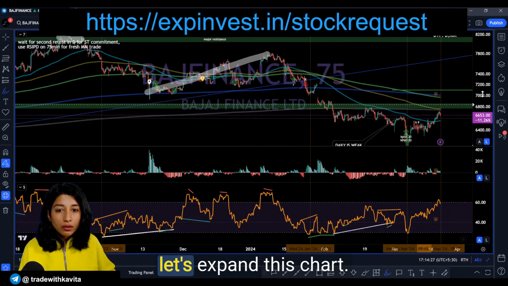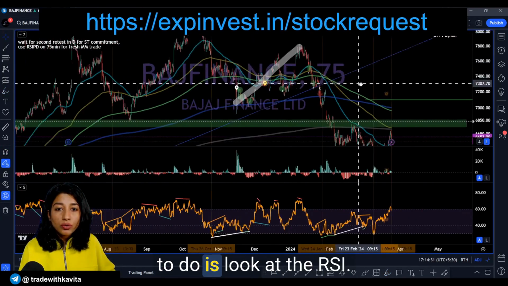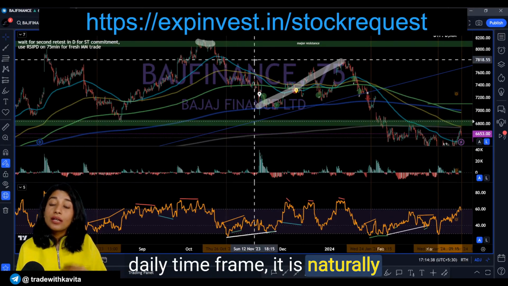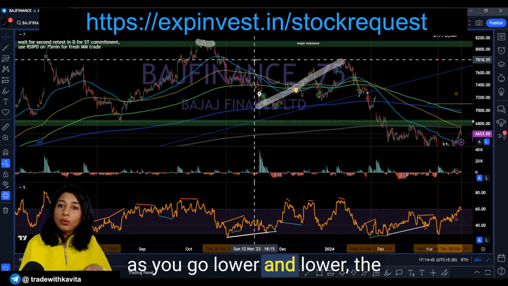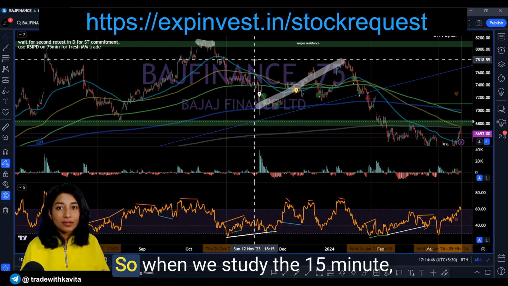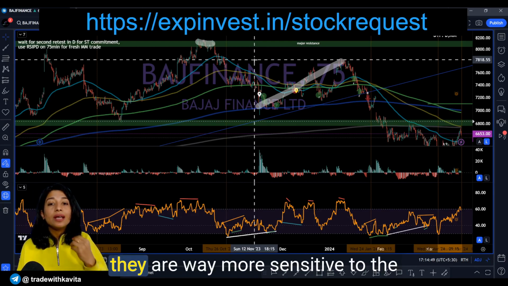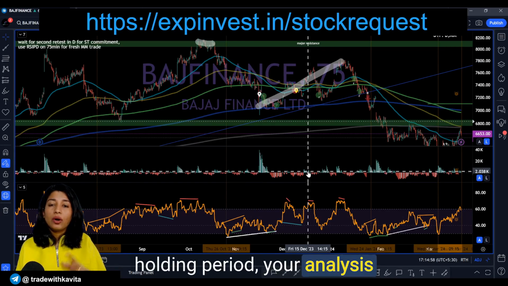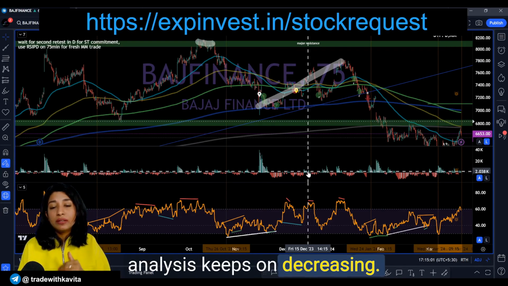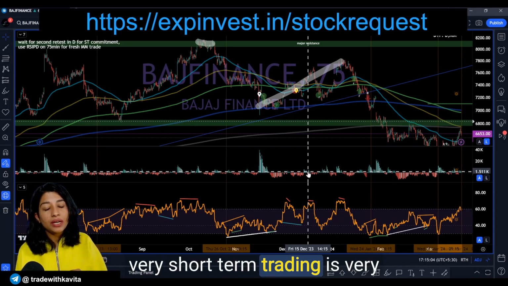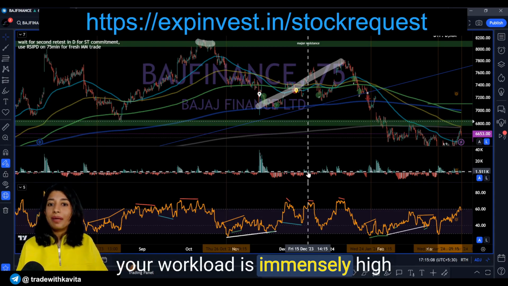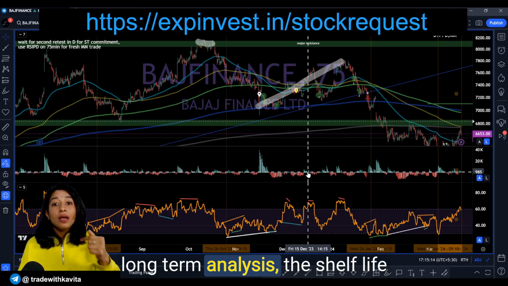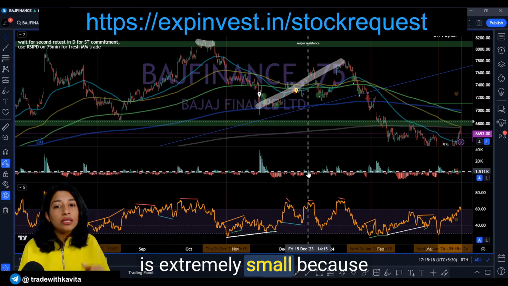On the 75-minute time frame, let's expand this chart. What I want you to do is look at the RSI. Because the 75-minute time frame is lower than the daily time frame, it is naturally more sensitive to price action. As you go lower and lower, the sensitivity to price action increases. So the 15-minute, the 3-minute, or the 5-minute are way more sensitive to price action tops and bottoms. But as you go lower and lower, the shelf life of your analysis keeps on decreasing. This is also the reason why very short-term trading is very difficult: your workload is immensely high, because even though the analysis takes the same effort as long-term analysis, its validity is extremely small.